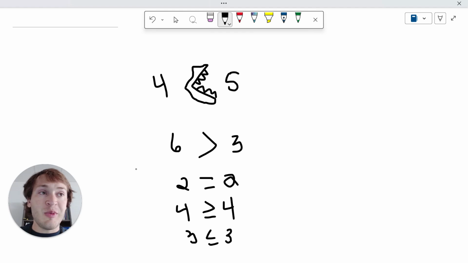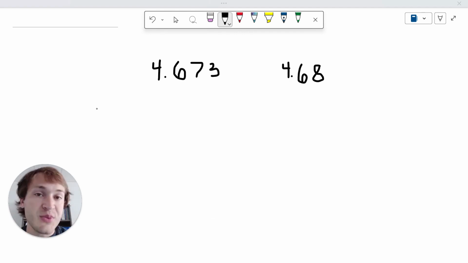When it comes to comparing decimals, we have to be intentional about the way we do it, and here's why. If you look at these two numbers here, 4.673 and 4.68, the average person who maybe doesn't work with decimals all that often might be tempted to think that 4.673 is bigger than 4.68. Your reasoning could be that 673 is bigger than 68, and that's true when it's a whole number. But when it's a decimal, we can't follow those rules anymore.